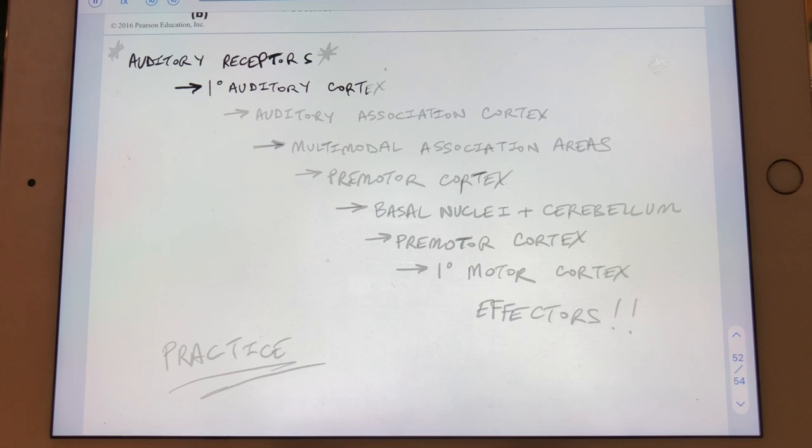All right, where is that information going next? Good. Auditory association cortex. Fantastic. All right. What's our next stop? It just turned into a train station, I think. Yeah, multimodal. The many multimodal association areas. Okay, great. Giving us the whole picture.